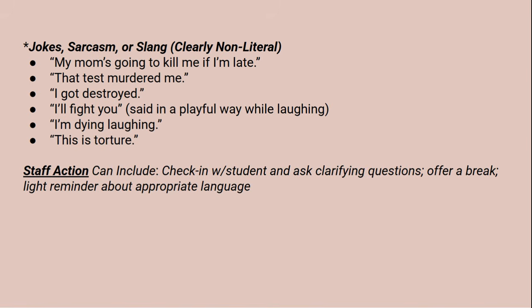What staff should do, if there's any uncertainty, is check in with the student and ask clarifying questions. "Tell me what you meant by that." "Are you joking? Or is something bothering you?" "How are you feeling right now?" Offer a break if the student appears frustrated or emotionally overwhelmed. Provide a gentle reminder about using language that may be misunderstood in a school setting, and continue to monitor the situation if there are additional concerns.